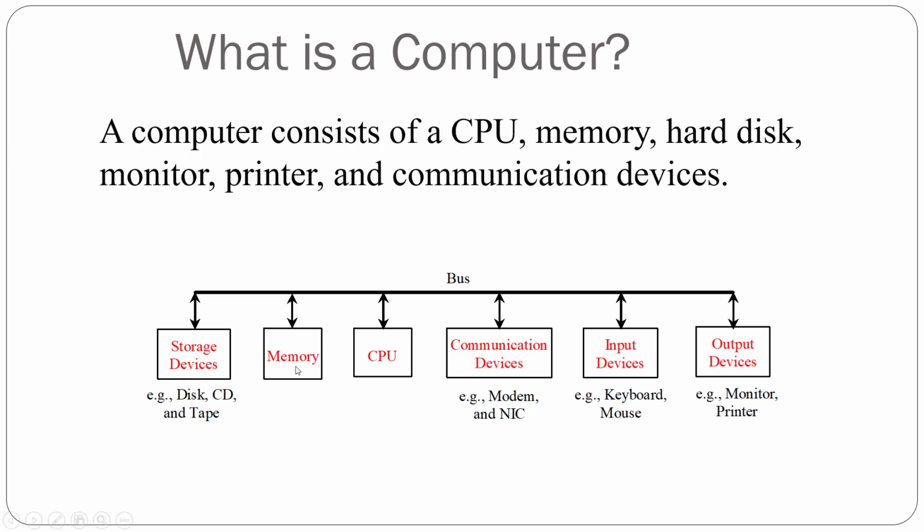So the memory, the CPU, and the input and output devices are all connected with each other with the help of the bus. And the bus is used to transfer the data and the control between the different components, or the power, you can say. Some buses are also used to transmit power.